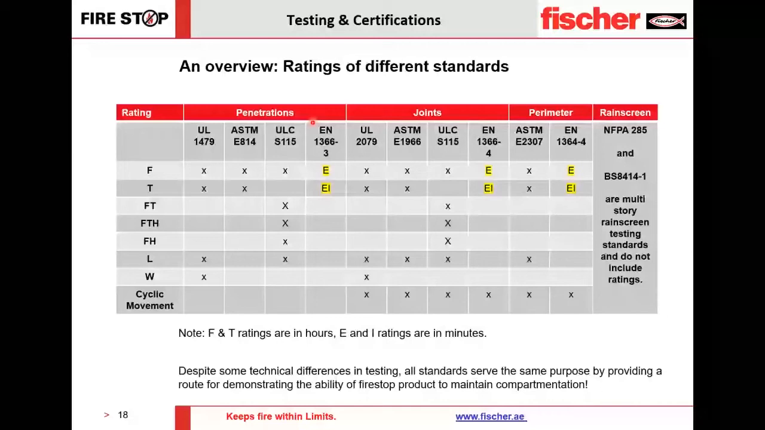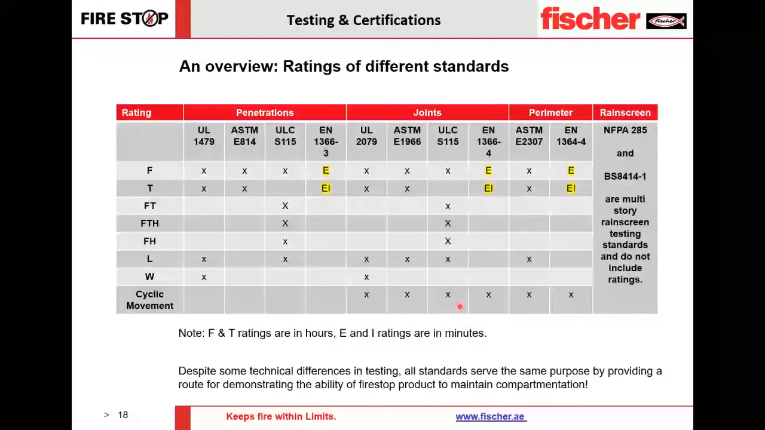The European EN 1366-3 incorporates the testing of standardized systems, and the results are then classified as per another standard. It's called EN 13501-2, as integrity E. That would be equivalent to the F rating, and the insulation EI, which would be equivalent to the T rating. The same principle really applies for the joint systems, and also all joint testing standards allow for imposing a cyclic movement before the testing to simulate real construction environments.